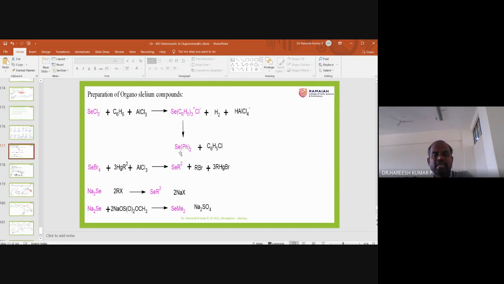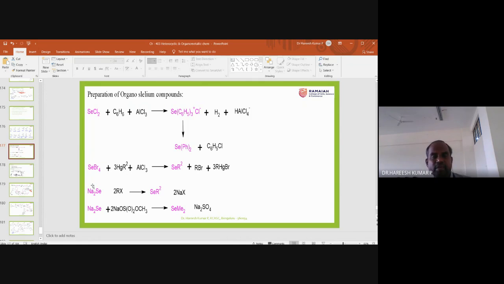So diphenyl selenide is an organoselenium compound. This is an example. This is not a general reaction. So the below one is the general reaction that I am mentioning. Maybe you can look into that. What is this? Selenium tetrabromide. Selenium tetrabromide, when it is treated with an alkyl mercuric compound, this is Hg, mercury. You know that Hg has a +1 state as well as a +2 state. In this case it is a +2 state.